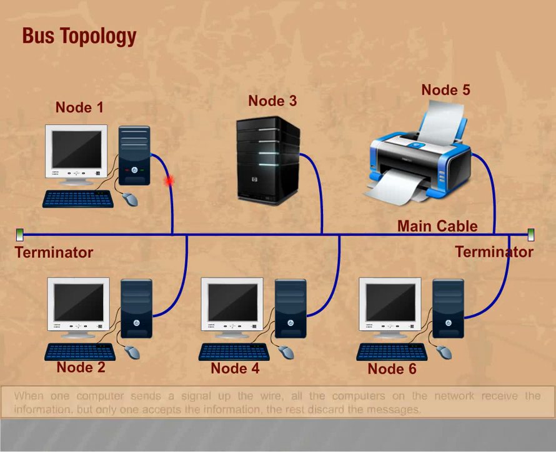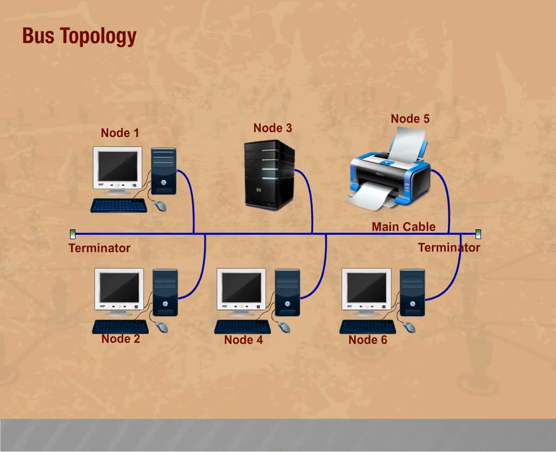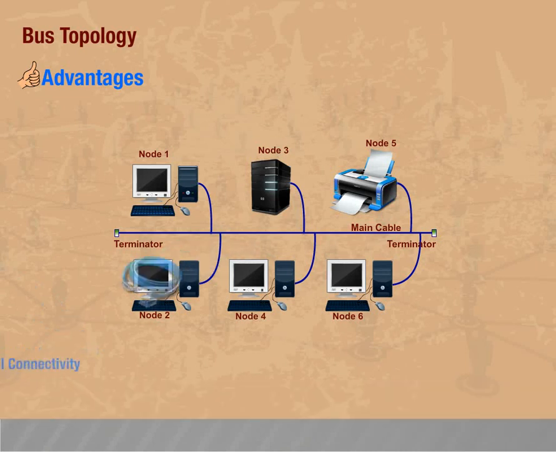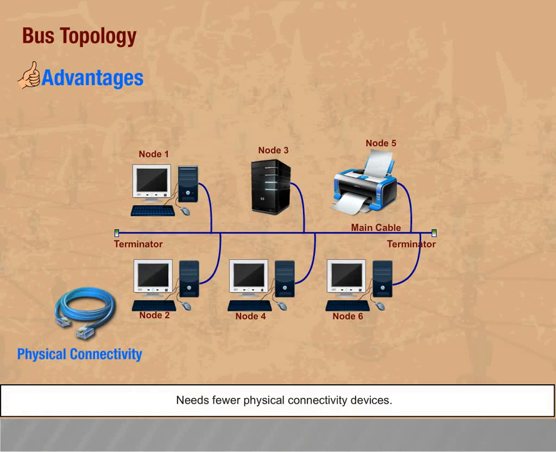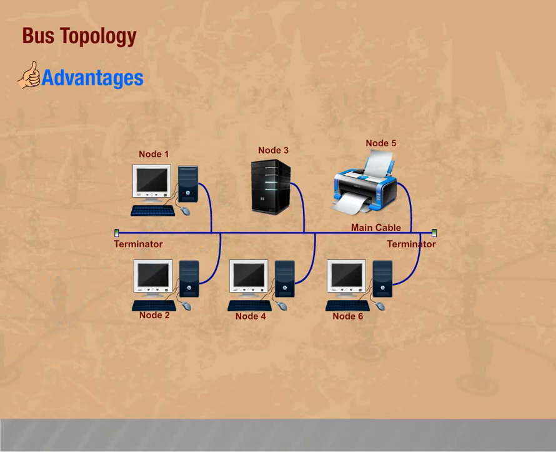When one computer sends a signal up the wire, all the computers on the network receive the information, but only one accepts the information; the rest discard the messages. Advantages: easy to use and easy to install. Needs fewer physical connectivity devices. A repeater can also be used to extend a bus topology network.